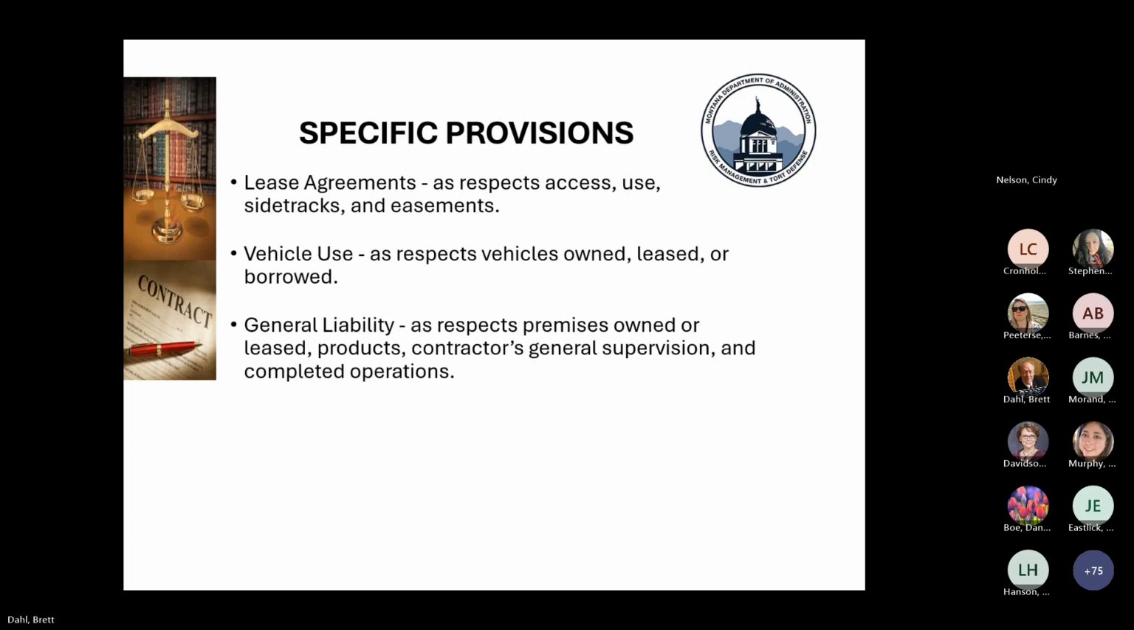So, specific provisions, additional insured. In lease agreements, it's better, again, to be specific about what you want to be named as in a contract. And I'm not in any way trying to be a smart aleck or facetious about this, but if you request to be named as an additional insured as respects nuclear war, it's not going to cover lease agreements, access, use, sidetracks, and other things. So you'd want to be named on that contract if it's a lease agreement as respects access, use, sidetracks, and easements.